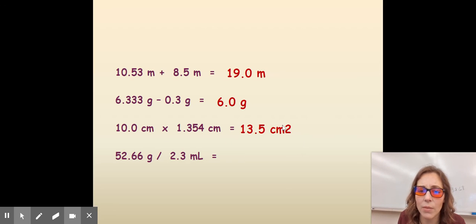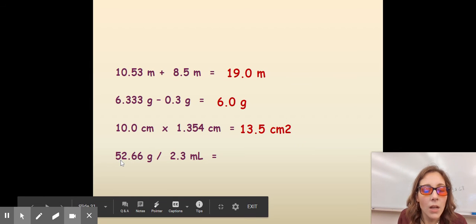I know that that's not a squared, but you see it. All right, the last one. This one has 4 significant figures. This one has 2 significant figures. So our answer can only have 2 because that's the least. So when you plug it into your calculator, I'm going to round it so that I get 2 significant figures, which is 23, and then it's g/mL, and keep that unit.